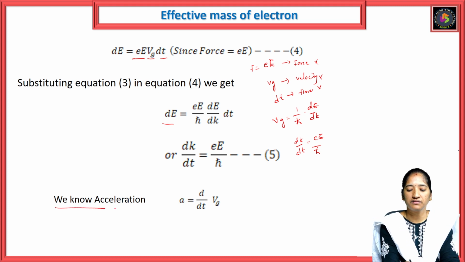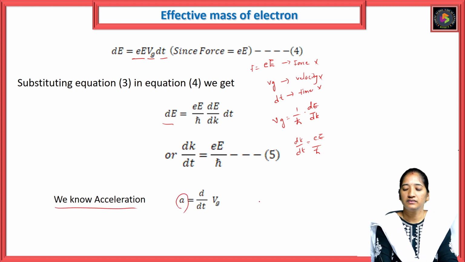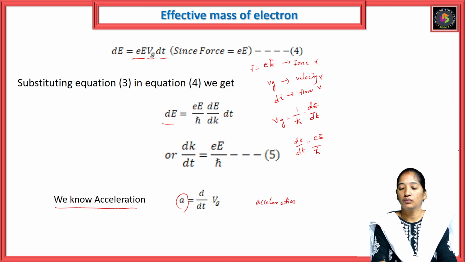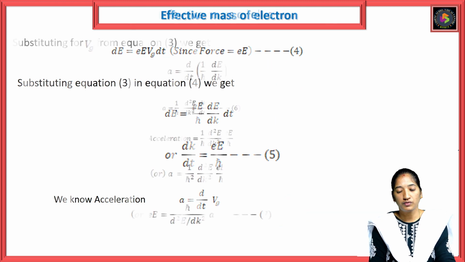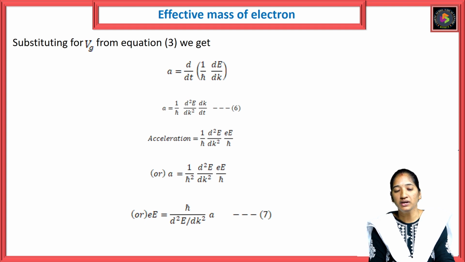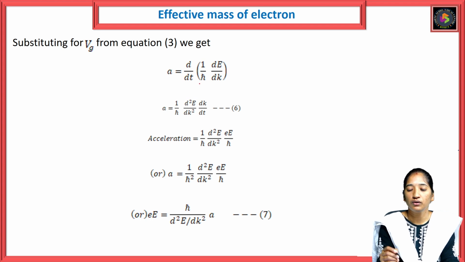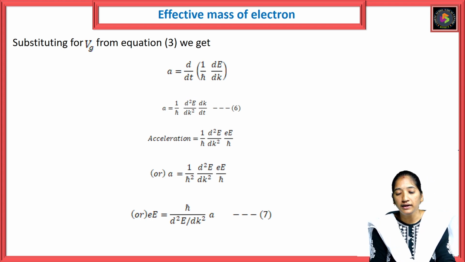So we know the acceleration definition. What is acceleration here? The rate of change of velocity, which means d of group velocity. So dVg by dt is acceleration. From that, substituting the Vg value from equation 3, we get a is equal to d by dt of 1 by h cross dE by dk.